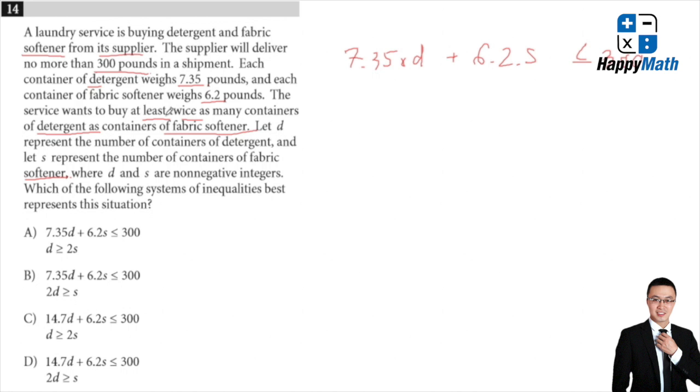And because you have at least twice as many containers of detergent as softener, it means D has to be greater than or equal to 2S. So I went to question A. Okay, that's like two inequalities.